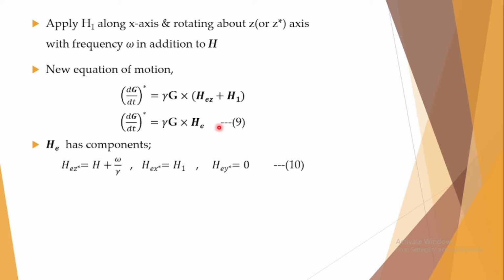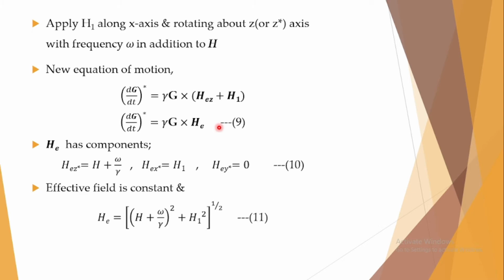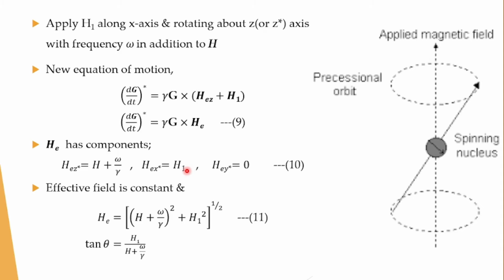When we have the components, we can write down the effective field, and it is found that the effective field is constant and its value is He equals the square root of Hez squared plus Hex squared plus Hey squared, each with the stars. Then we just need to substitute the values. We get He equals the square root of (h plus omega by gamma) squared plus h1 squared. This is the effective field, and if we consider the angle with the z axis along which the static field is applied, tan theta equals h1 divided by (h plus omega by gamma), that is the x component divided by the z component.